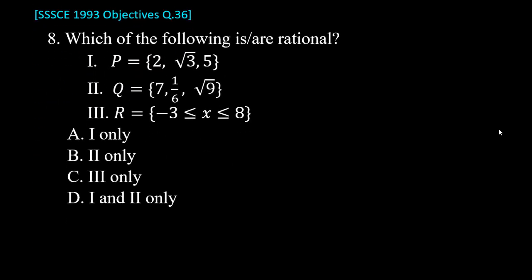Number 8. And this is taken from SSSCE 1993 objective question 35. Which of the following is or are rational numbers? I. P equals the set of elements 2, root 3, and 5. II. Q equals the set of elements 7, 1 over 6, and root 9. III. R equals the set of elements from negative 3 to positive 8.